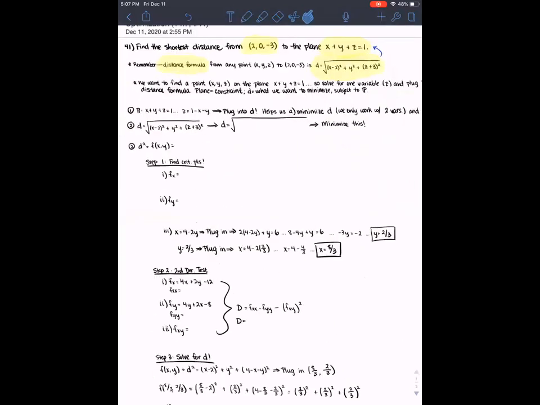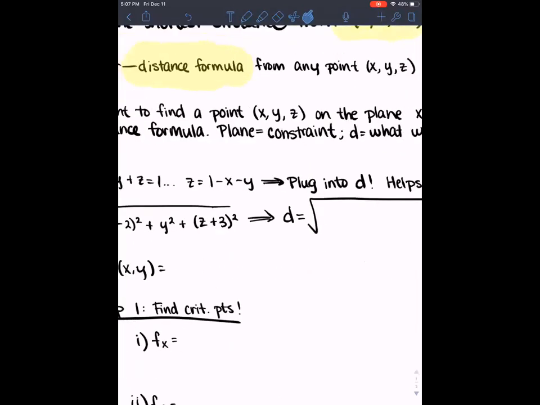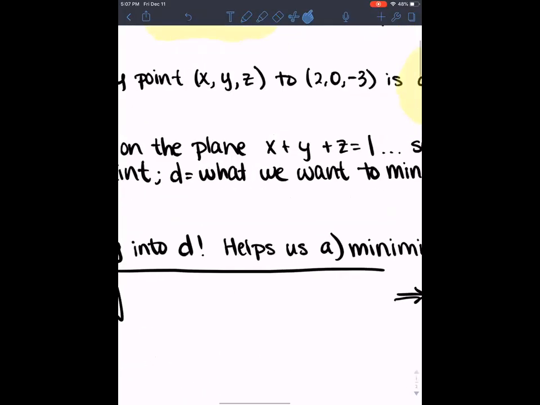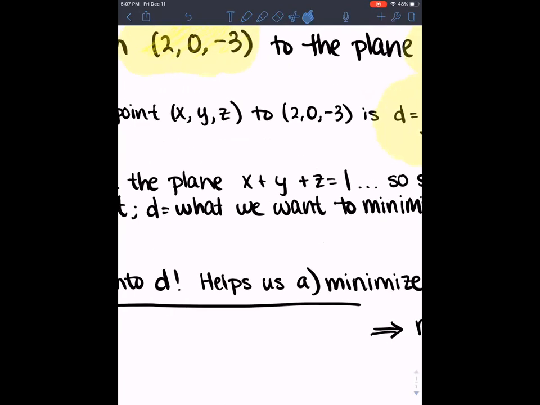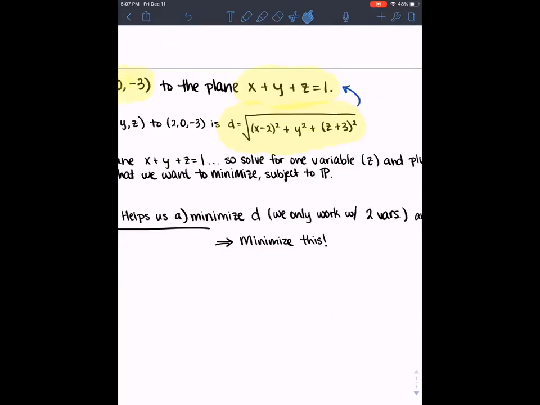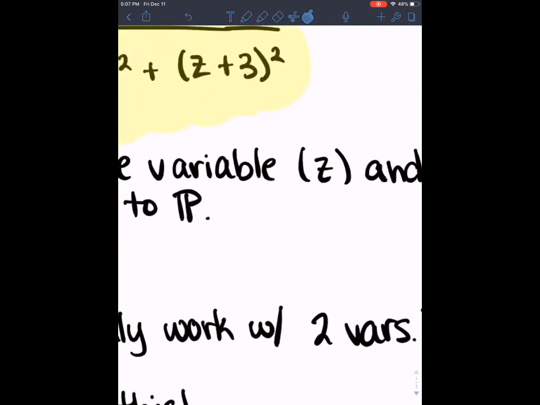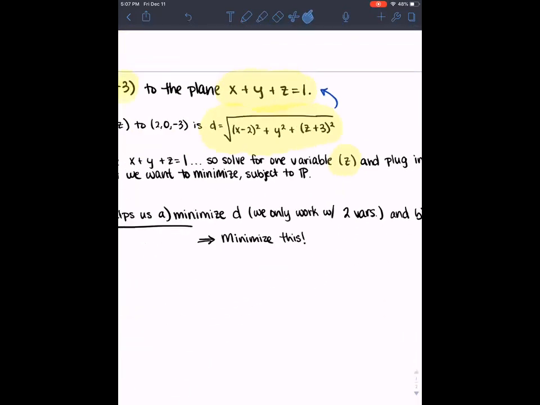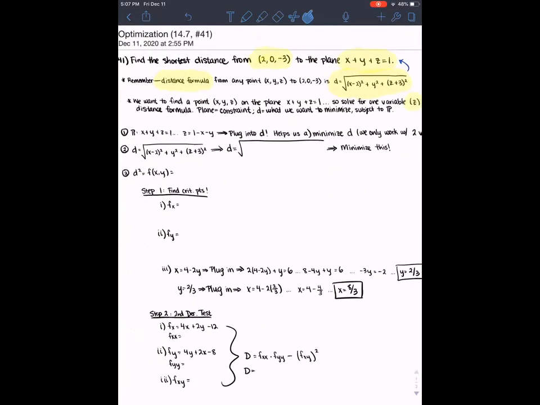So we can get started now. This is just restating we want to find a point on the plane x + y + z = 1. So what this is telling us is we have a random point in this distance formula, (x, y, z). And we want to make sure that that point is on the plane so that we can indeed minimize the distance from our point (2, 0, -3) to that point, which is on the plane. So in order to do that, we need to solve for one variable. And this time I've picked variable z in which to solve for. And you want to plug that into your distance formula.